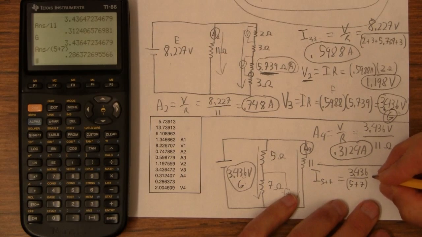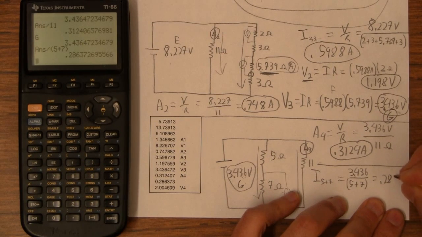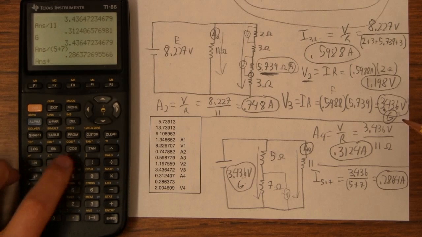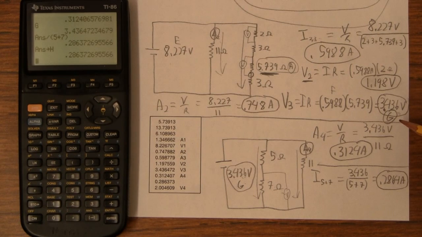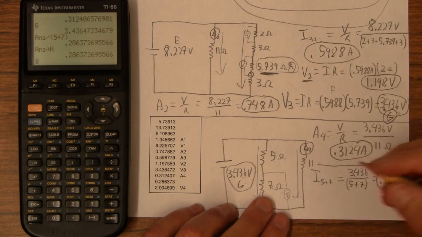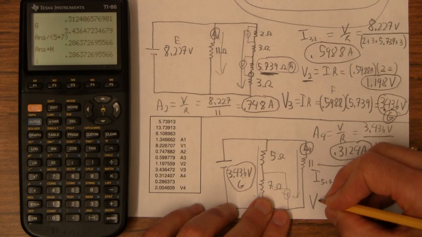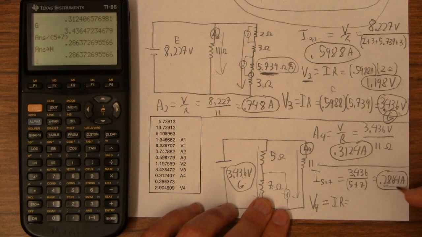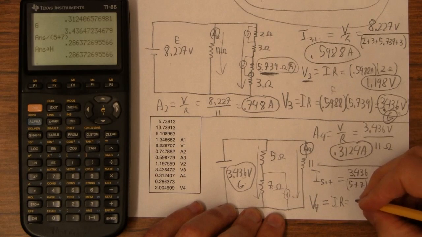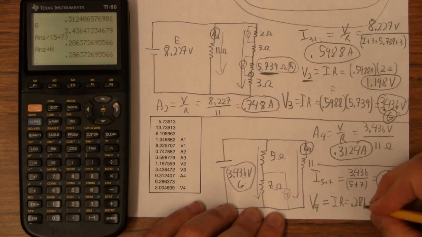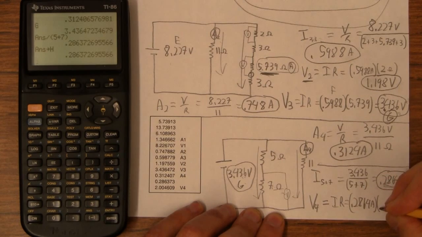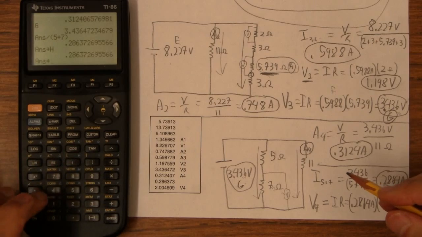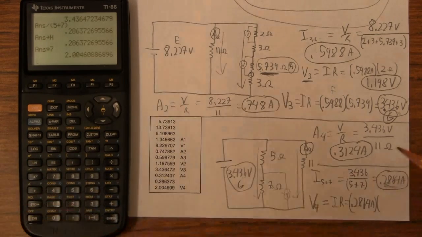Did you know that? So that's 0.2864 amps. Roughly, I'm just rounding that. I'm actually going to store that in H. And now the pièce de résistance is I'm going to figure out this voltage across here using IR. So the voltage, and that's voltmeter 4, I guess, is equal to IR, is equal to that current through here, 0.2864 amps, times 7. The thing on the calculator times 7 is 2.0046.